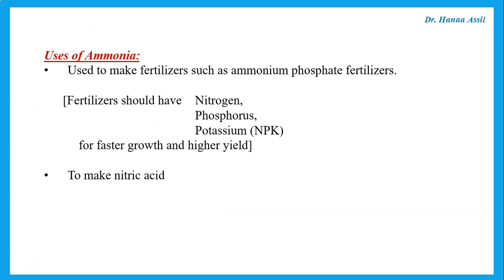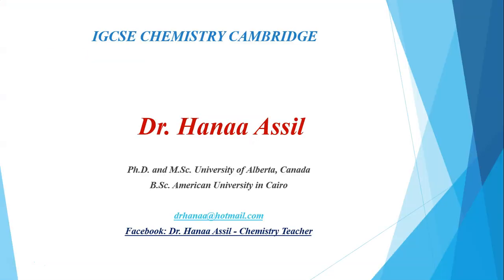Ammonia, you should remember that ammonia is used to make fertilizers such as ammonium phosphate fertilizers, and fertilizers are substances added to plants for faster growth and higher yield. You should know that fertilizers should have nitrogen, phosphorus, and potassium, so NPK. If we need another use for ammonia, it is to make nitric acid. And that's the end of this part.